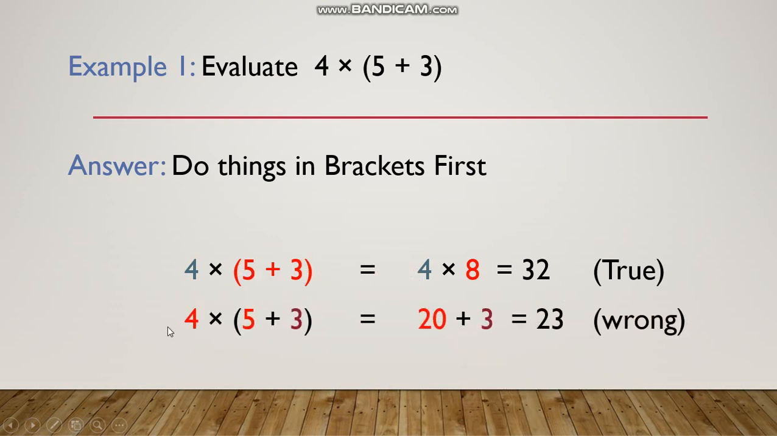Be careful, don't multiply from left to right, 4 times 5, and after that add 3. This is wrong. If you multiply 4 times 5, you get 20, and after that adding 3 gives 23, which is the wrong answer. So the first answer is the true one. You have to add 5 plus 3 inside the bracket first. The order of operations means you give priority to the brackets, get the answer, and after that do the part outside the brackets.